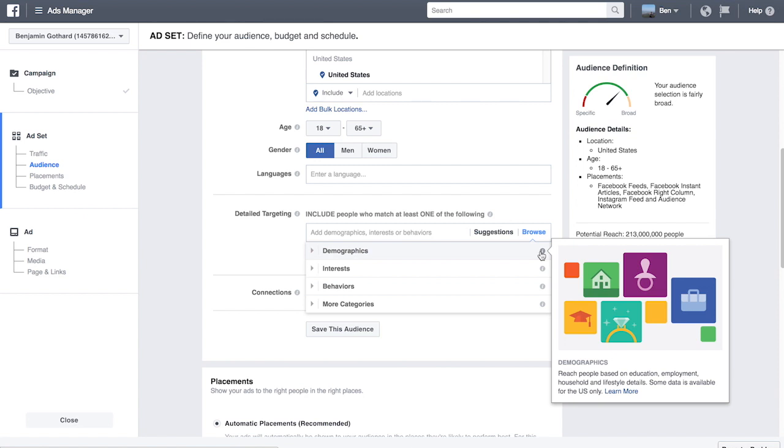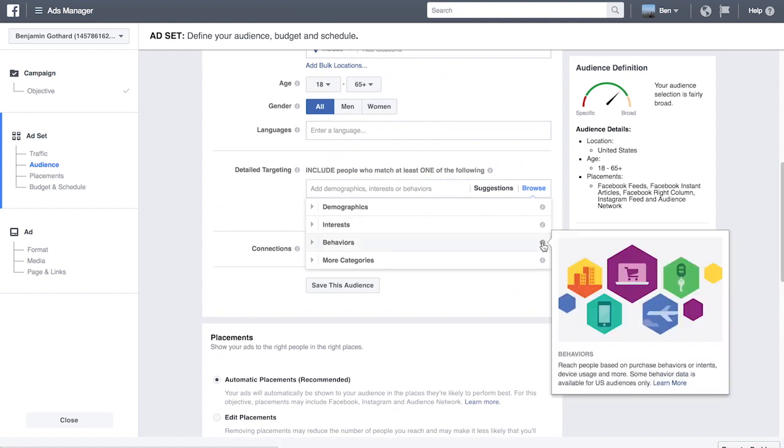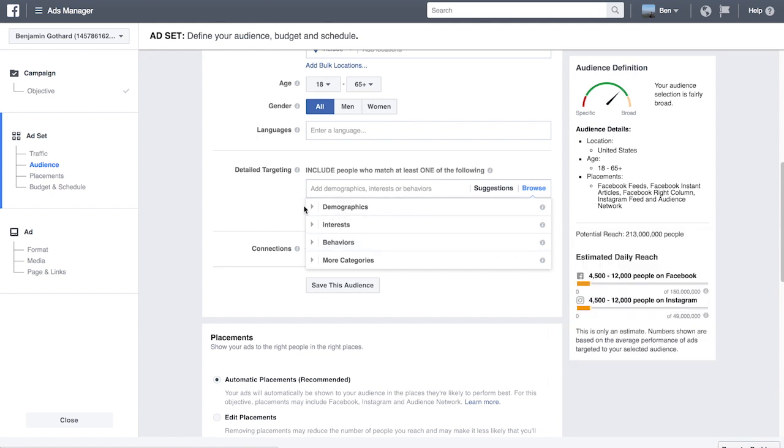Well, they say that demographics allow you to reach people based on education, employment, household, and lifestyle details. So it's data. And behaviors allow you to reach people based on purchase behaviors or intents, device usage, and a lot more. Okay, so let's dive into exactly what that is.